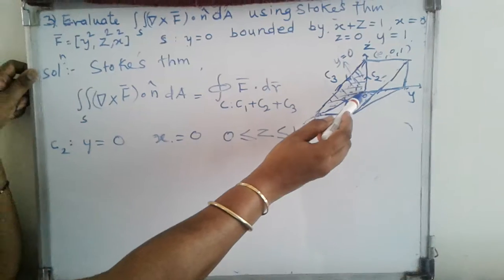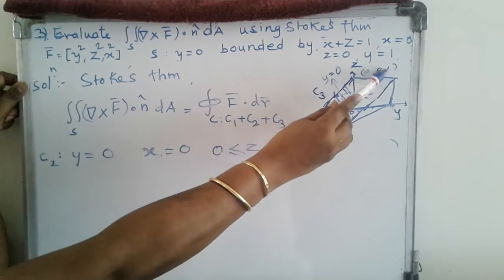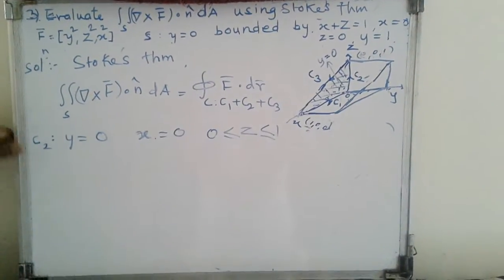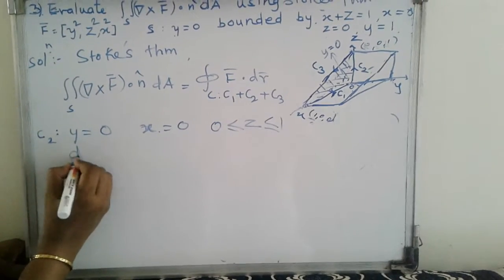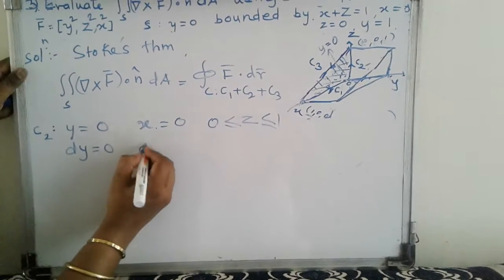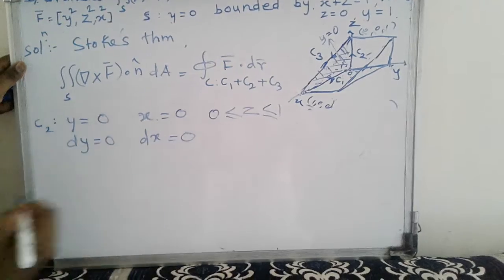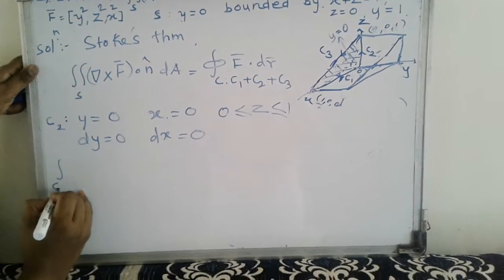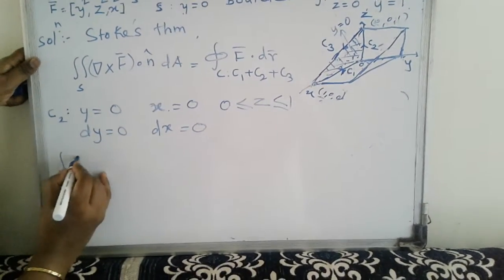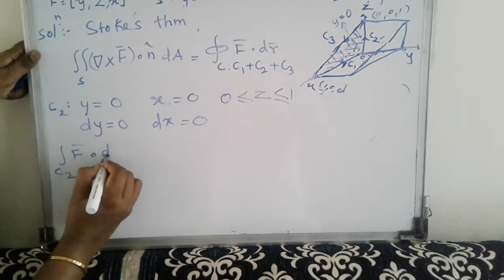You can see z is 0 here and z is equal to 1 there. So z is bounded between 0 and 1. Therefore dy is also equal to 0 and dx is equal to 0. Let's evaluate the line integral along the path C2, that is f bar dot derivative of r bar.